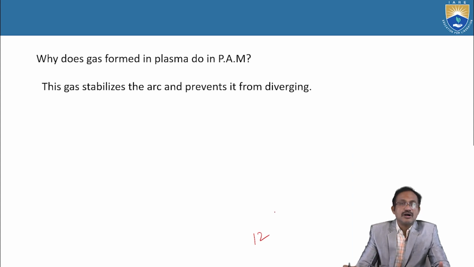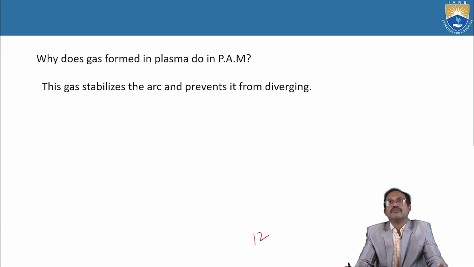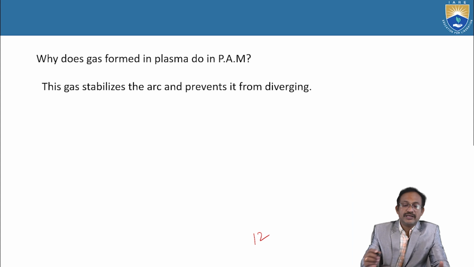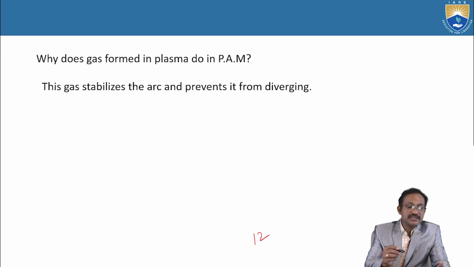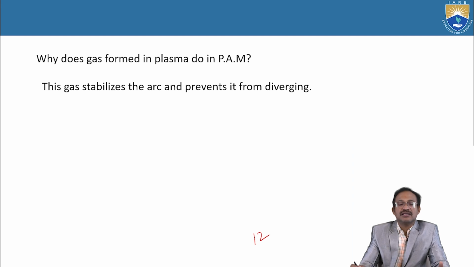What does the gas do in plasma arc machining? This gas stabilizes the arc and prevents it from diverging.